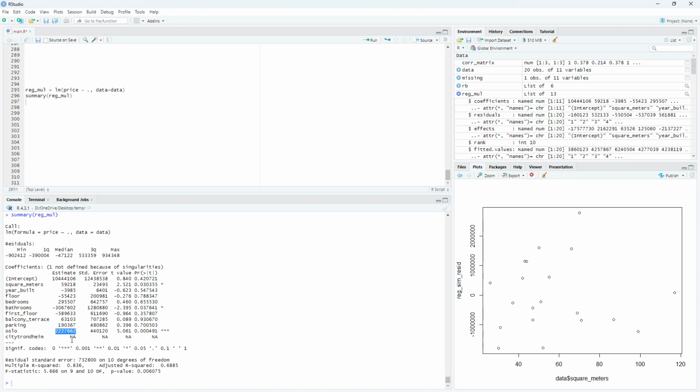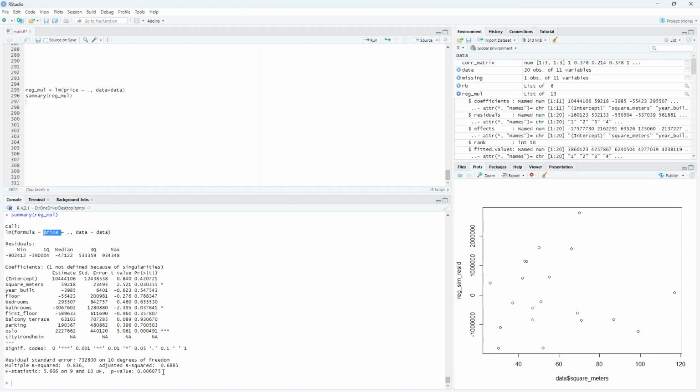And we can also see that now the square meters are significant and much higher than in the simple regression model. So now it's 59,218 kroners per square meter, or per extra square meter. And we also see that the adjusted R squared is a lot higher, and we can compare this to the simple regression model where we had the same price y variable.